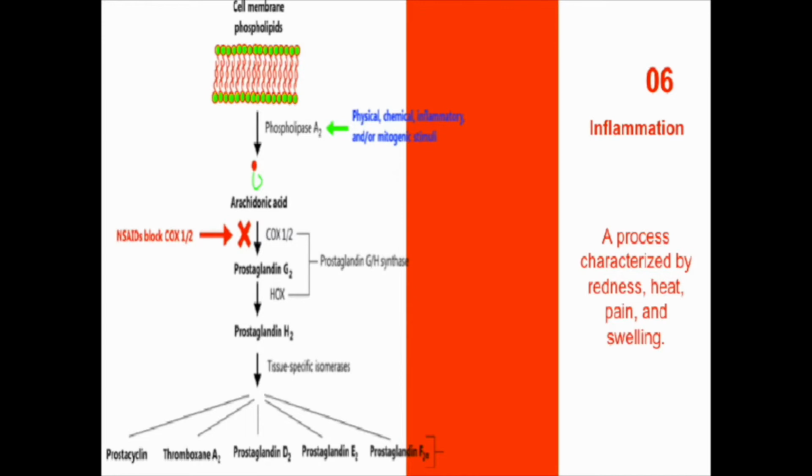The changes associated with inflammation are due to dilation of local blood vessels that permits increased blood flow to the affected area. The blood vessels also become more permeable, leading to the escape of white blood cells, also called leukocytes, from the blood into the inflamed tissues.